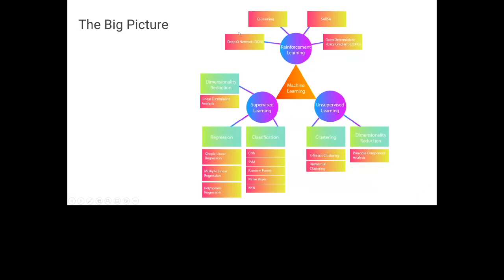So let me start with the big picture. Here you can see machine learning is vaguely categorized into three topics. One is called supervised learning, there is unsupervised learning, and then there is reinforcement learning. This is a very vague classification. You can have subclasses as well, but I've gone for a very vague classification for the basic purposes.